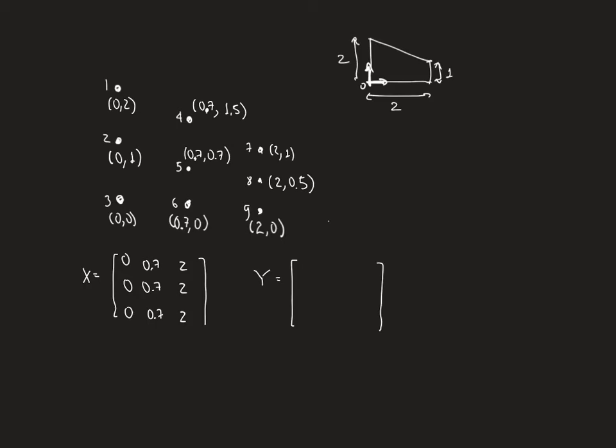Here we have 0, 0, 0. Then we have 1, 0.7, 0.5, and then we have 2, 1.5, 1.